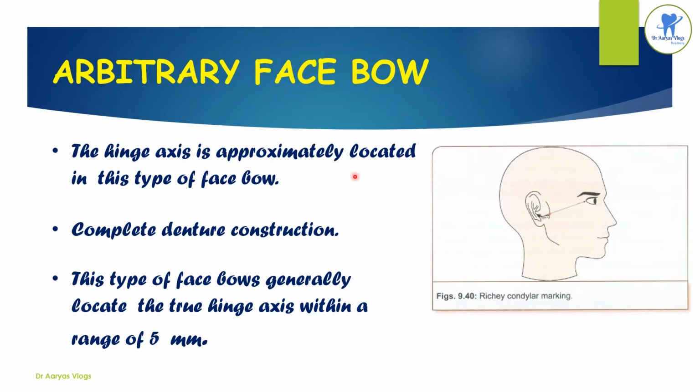So what is an arbitrary face bow? The hinge axis is approximately located in this type of face bow. This is the Ritchie condyle marking. The arbitrary face bow is used for complete denture construction, and this type of face bow generally locates the true hinge axis within a range of 5 mm.